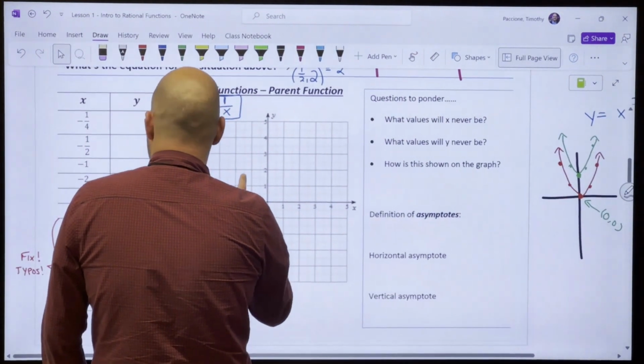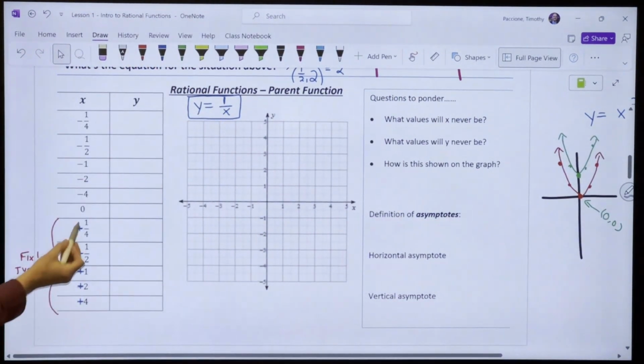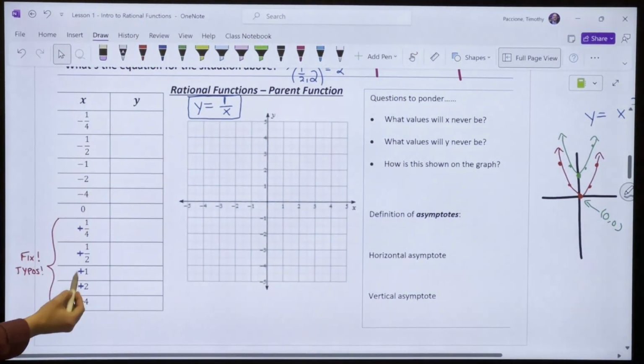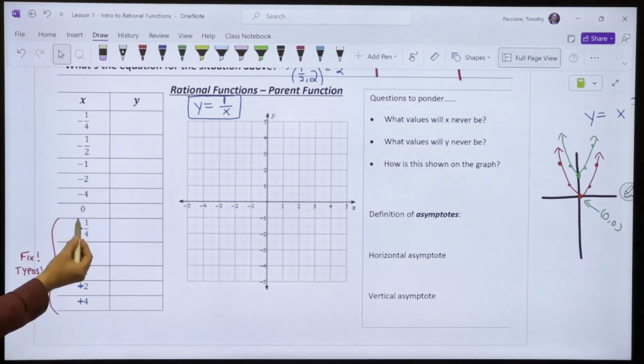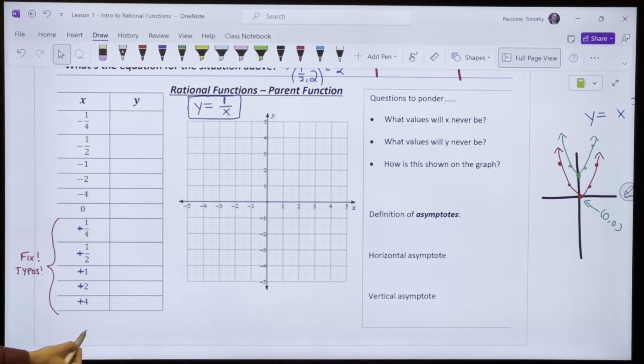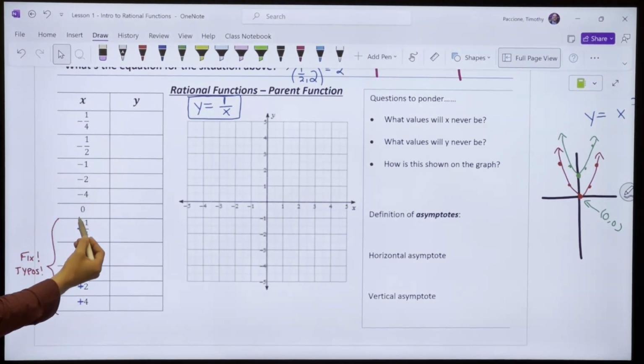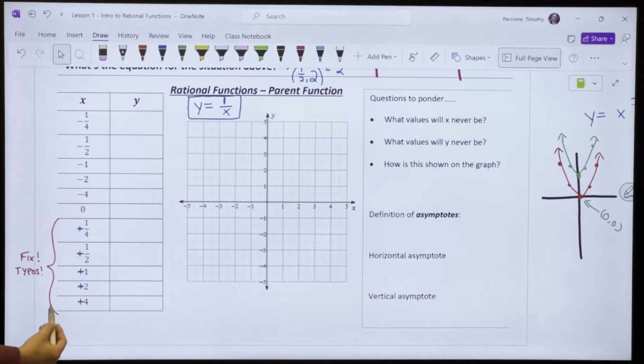Now remember I said there was a typo here. When I made this table, I copied these values down and forgot to make them positive. So this should be all the same values but positive. We don't want to find them twice. So negatives to 0 and then positives. They're also in a little bit of a weird order, but you'll see why when you start plotting the points. It should make some sense.